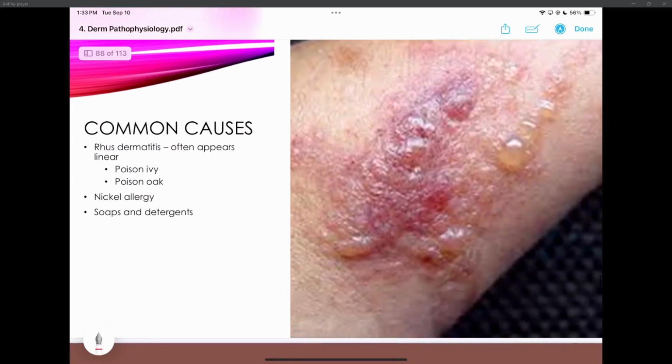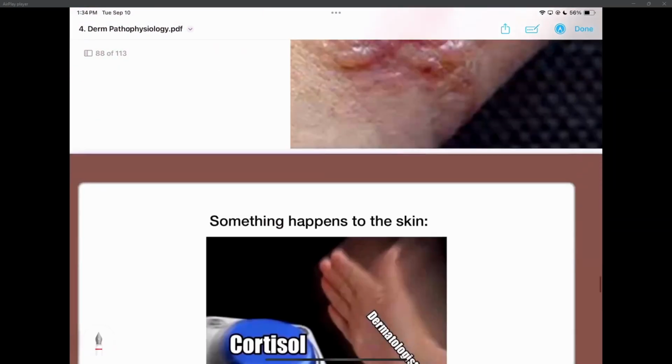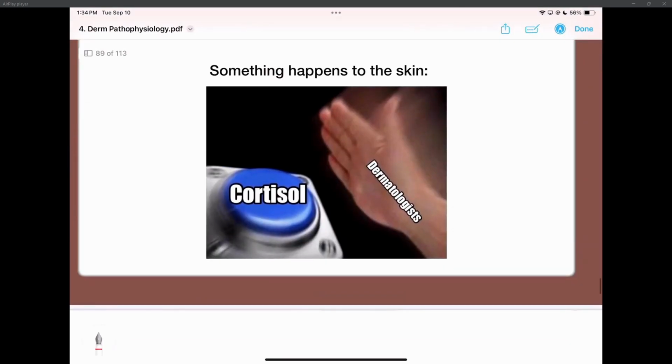Again, here's what it looks like. Rhus dermatitis, your poison ivy, poison oak, nickel allergy, soaps and detergents. Whenever someone comes in with a reaction like this, you want to ask them, did you change your detergent recently? Are you using a new clothes washing detergent? Because remember, if you change your detergent and you wash your bed sheets with it, what are you sleeping on every single night? You're re-irritating yourself if you're allergic to the detergent. So those are some of the questions you want to ask. Any changes in detergent? Because they're going to be wearing that stuff all the time. It's like I said, cortisol, give it for everything.